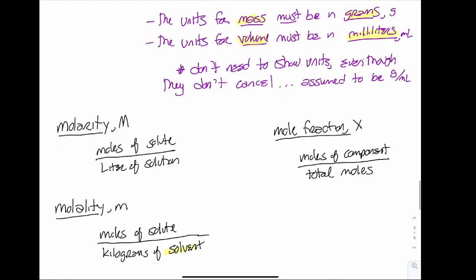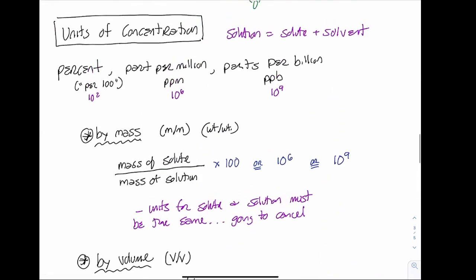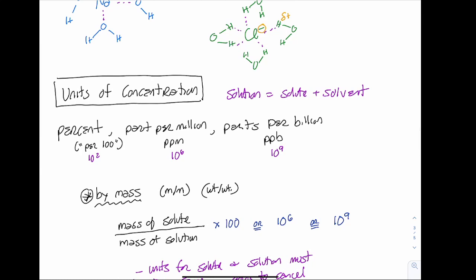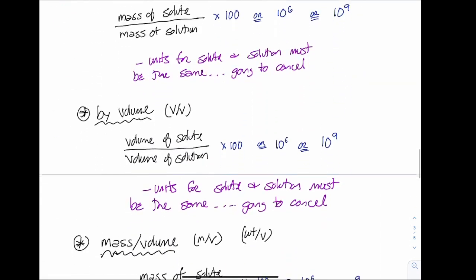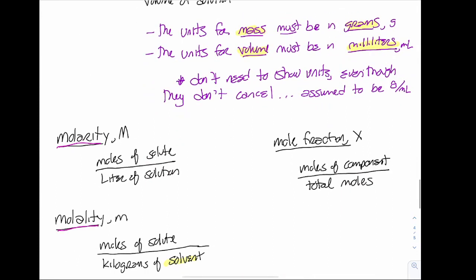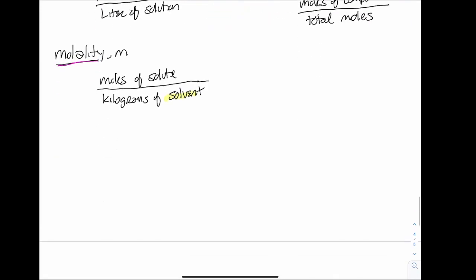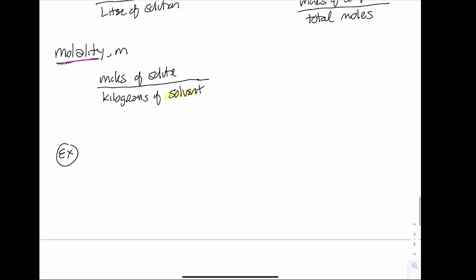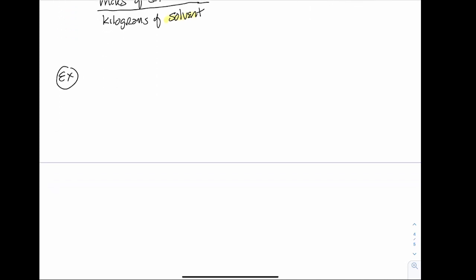So our new ones up here: percent, parts per million, and parts per billion. And then we had 3 of each of those, and then molarity, molality, and then mole fraction. We're going to go through some examples next. So this one's kind of long because we're going to calculate a few different units of concentration.